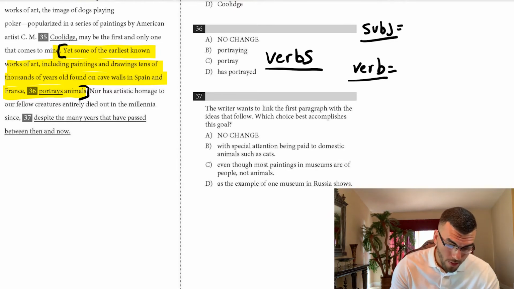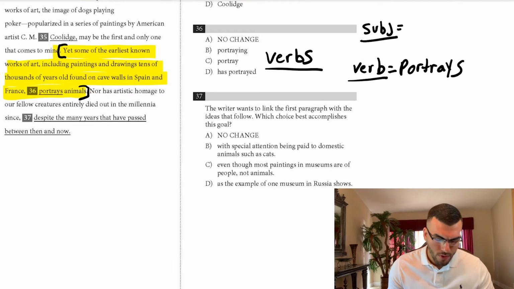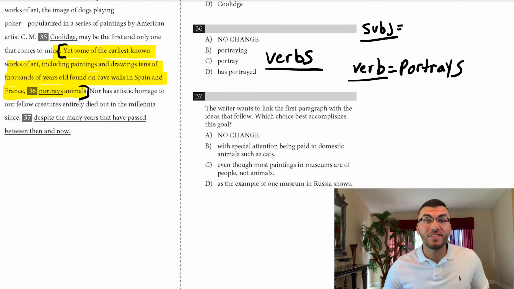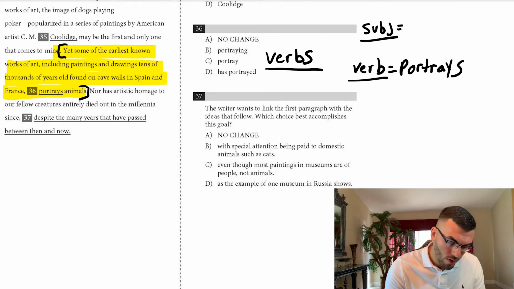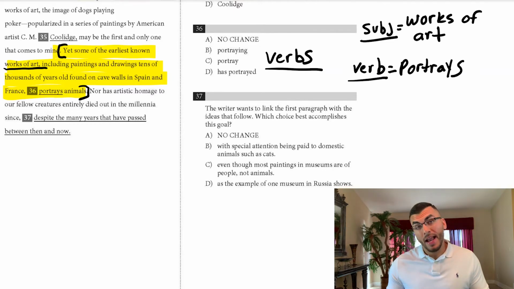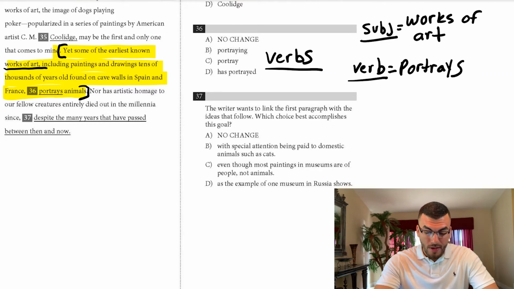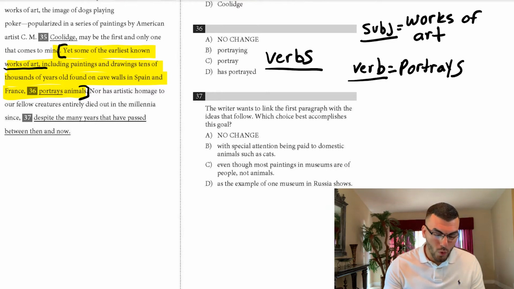Okay, so my subject, my verb, I can underline, my verb is the underlined one, portrays. I know that. What question do we ask ourselves to identify the correct subject? Who or what is doing the action? Make sure you write that down. Who or what portrays animals? The works of art portrays animals. The works of art. All right. Now what do we do, guys? Got to see singular or plural. So works of art, that's multiple pieces of art, so that's plural.